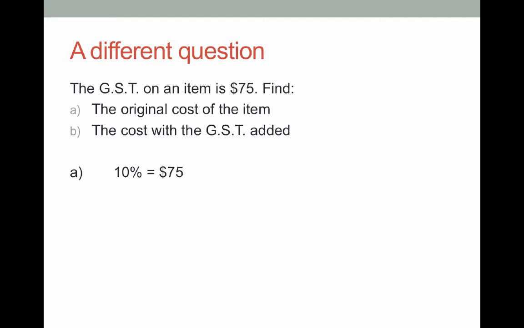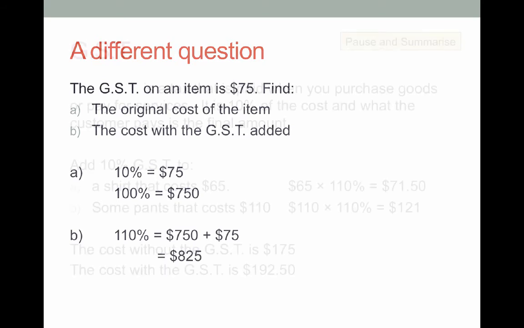So what I'm going to do is multiply both sides of my equal sign here, the 10% and the $75, by 10. That will tell me that 100% of my item is $750. That's the original amount. The cost with the GST would be 110%. Well, if I know what 10% is and 100%, all I've got to do is add those two things together. And that will give me the cost with the GST, which is $825.